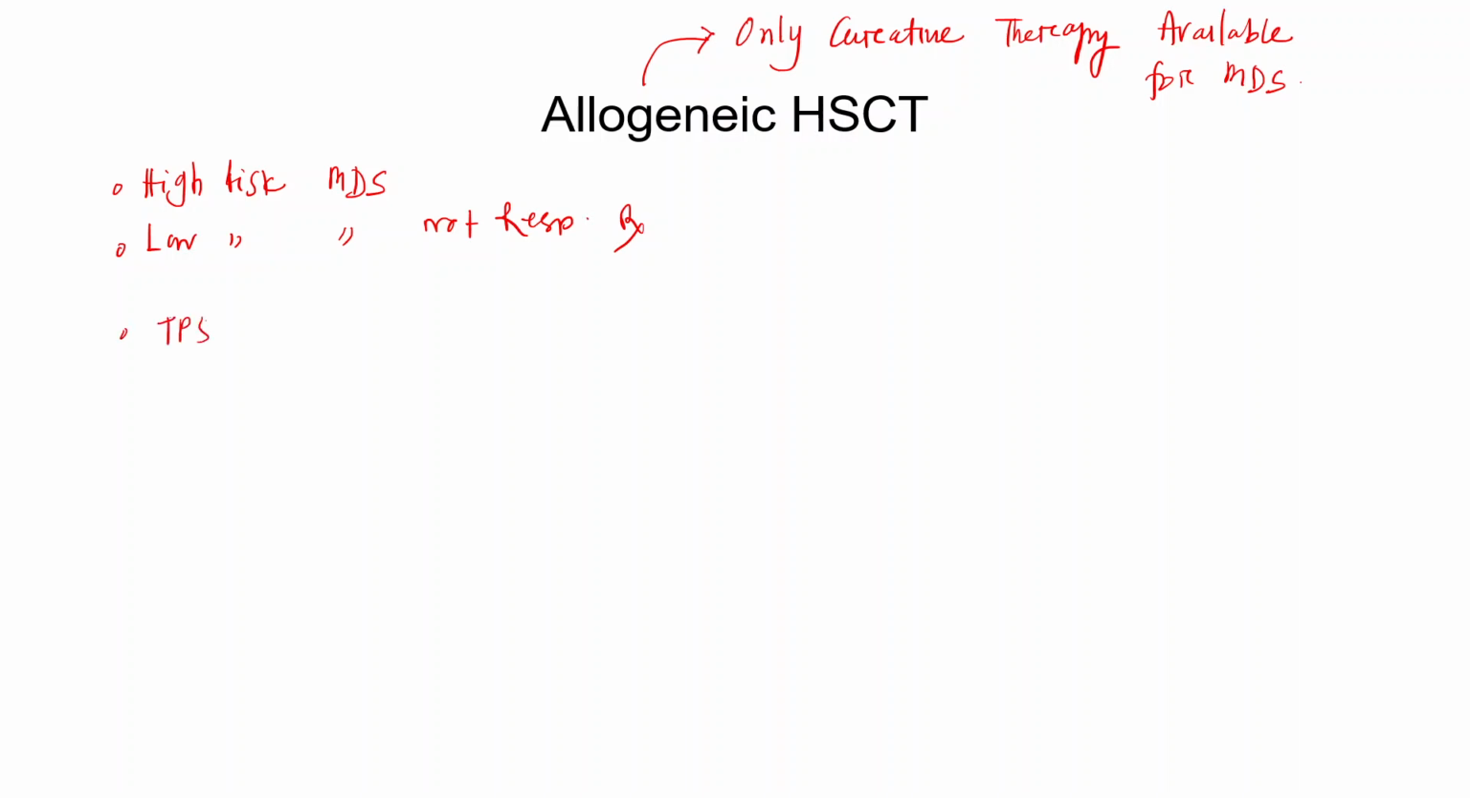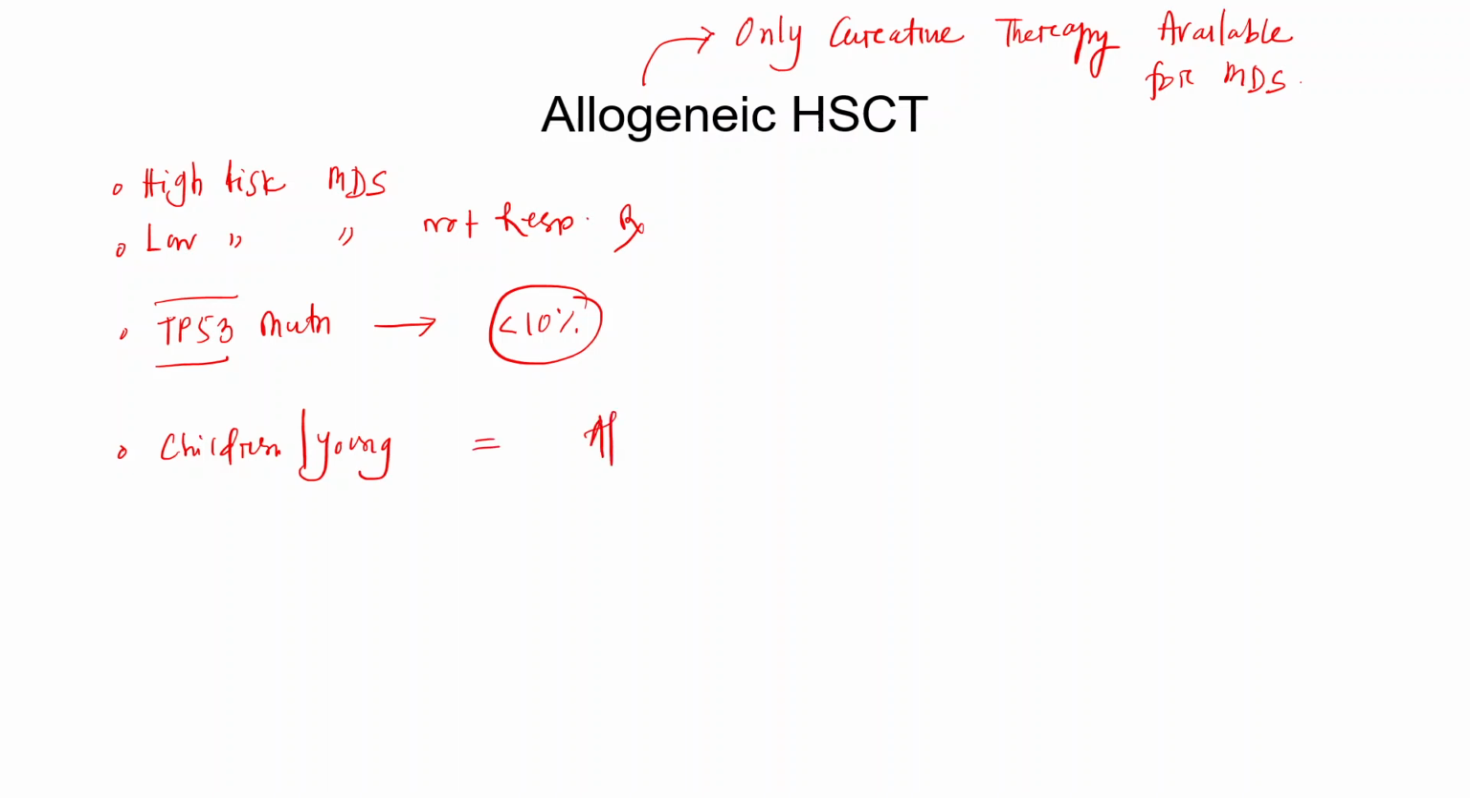If the patient has TP53 mutation, even doing a hematopoietic stem cell transplantation, the response is only less than 10%. So TP53 mutation has a very, very poor prognosis. One more point you have to remember is if you are doing it in children or young patients who have a de novo MDS, you should always rule out Fanconi anemia. Always rule out Fanconi anemia by doing stress cytogenetics.